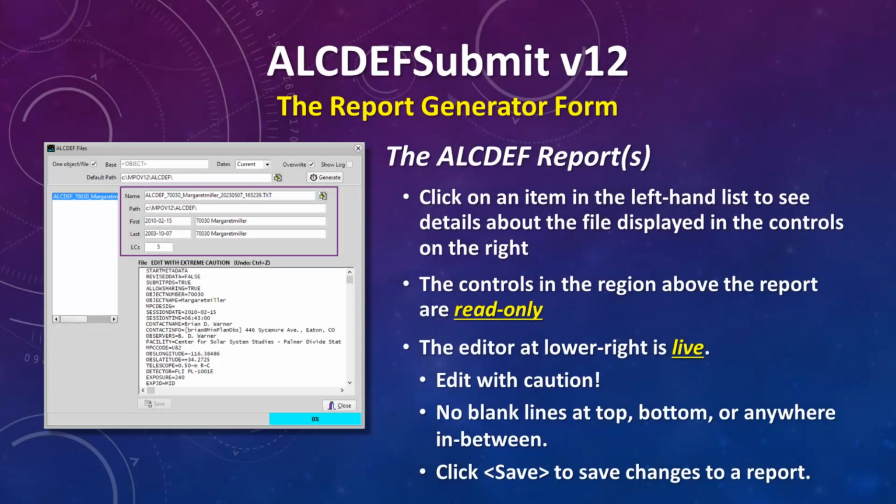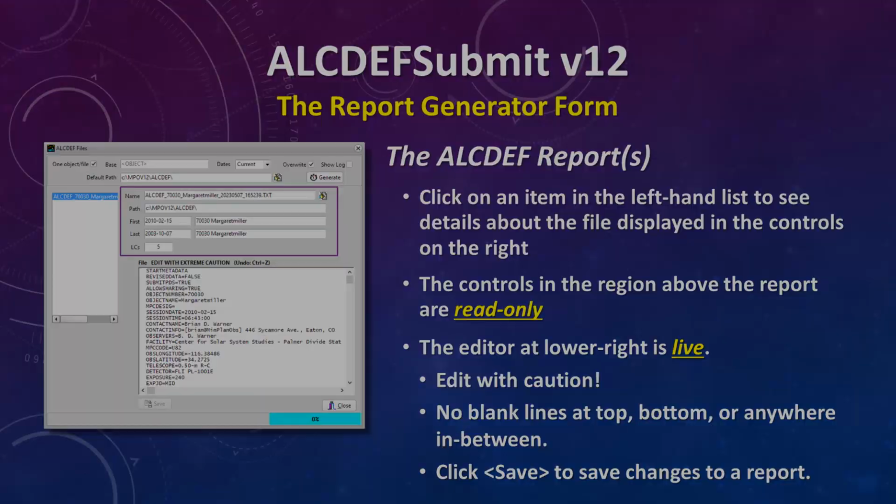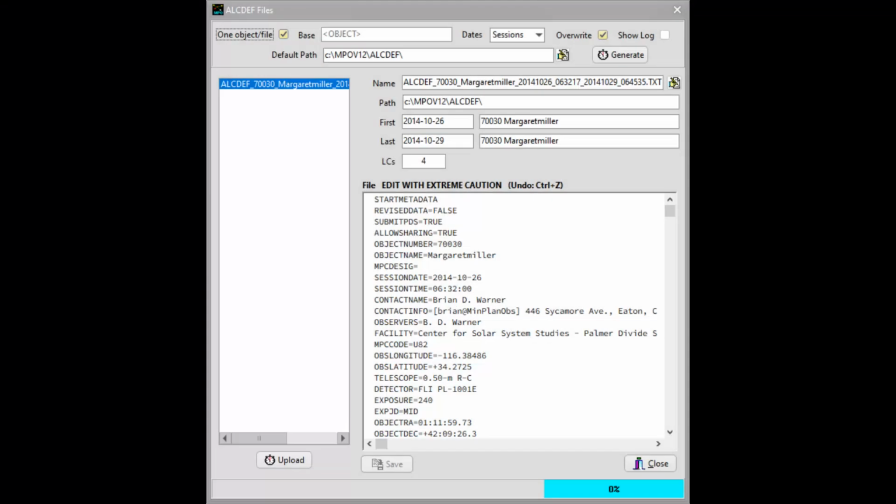The list on the left shows the names of the files that were generated. Click on an item in the list to display its statistics. If one object per file was checked, the first and last objects are the same. The controls are read-only, meaning that they cannot be edited. The text editor on the right side shows the contents of the file. This is a live editor, similar to Windows Notepad, and so the contents can be changed. Do so with extreme caution, otherwise the file might be rejected by the ALCDEF site.